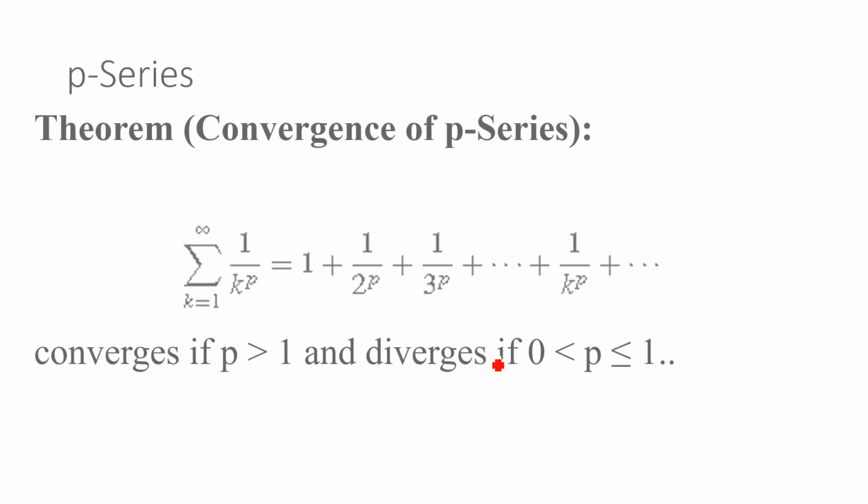So we have the p-series. Convergence of p-series: the summation of 1 over k raised to p, from k equals 1 to infinity, is equal to 1 plus 1 over 2 raised to p plus 1 over 3 raised to p, and so on. It converges if p is greater than 1, and diverges if p is greater than 0 but less than or equal to 1.